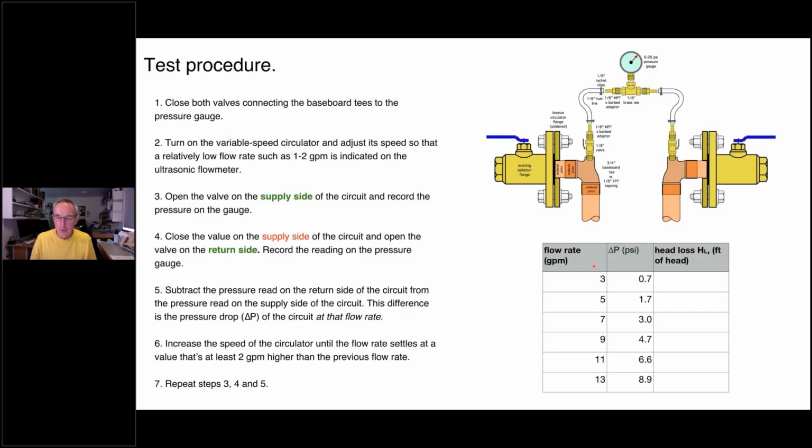Okay. So let's say our first test flow rate, and I just picked these numbers arbitrarily. Let's say our first one was 3 gallons per minute, and we measured a pressure differential, again, that's the subtraction of this side pressure from this side pressure, of 0.7 psi. All right. Next step, just boost the speed on the circulator, turn the dial up, go to a somewhat higher flow rate. I'm showing here 6 data points.